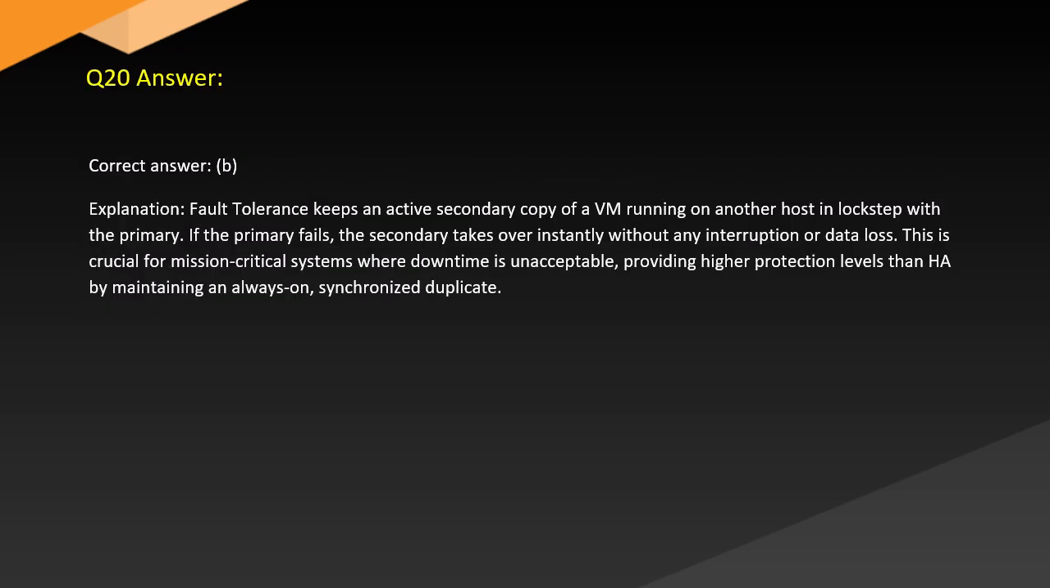Answer. Correct answer. B. Explanation. Fault tolerance keeps an active secondary copy of a VM running on another host in lockstep with the primary. If the primary fails, the secondary takes over instantly without any interruption or data loss. This is crucial for mission-critical systems where downtime is unacceptable, providing higher protection levels than HA by maintaining an always-on synchronized duplicate.